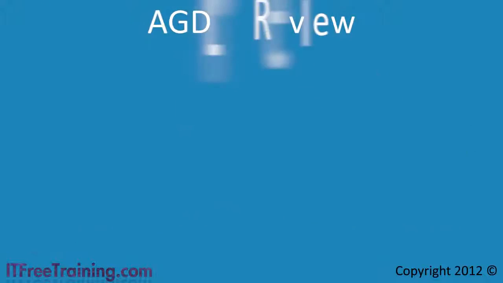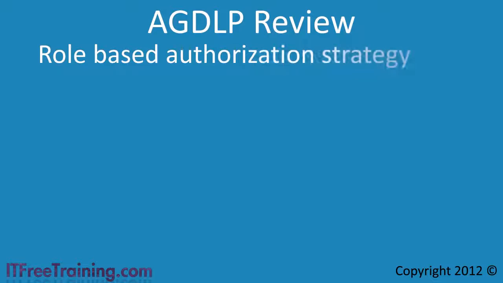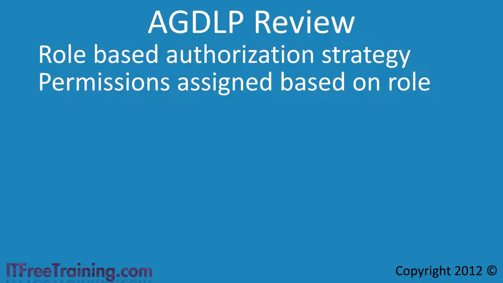Let's review what was covered in this video. AGDLP is a group strategy that can be used in your organization to simplify group administration. It is a role-based authorization strategy, so permissions are assigned to users based on their role in the organization. Using role-based authorization makes it simple to change permissions when a user requires different permissions.